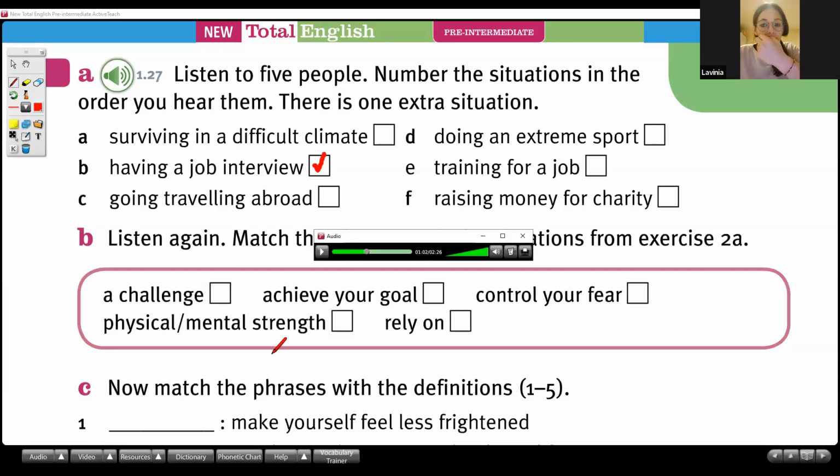F. Okay. F. Very good. Yes, raising money for charity.